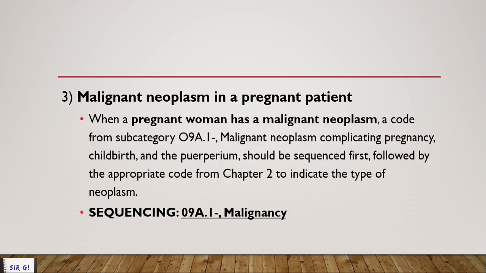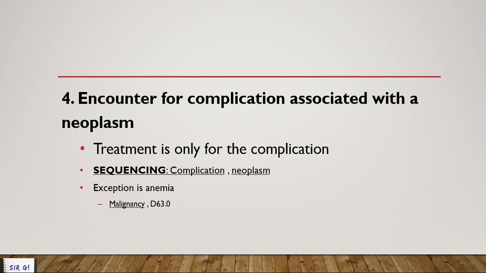You need to use your C80.1. Malignant neoplasm in pregnant patients. When talking about pregnant patients, you always need to code first your O codes. O98.1 followed by malignancy. Regardless, your code for malignancy will still follow the sequencing depending on the guidelines for malignancy. But for pregnant, you always need to code first O98.1. Okay? Encounter for complication associated with neoplasm.